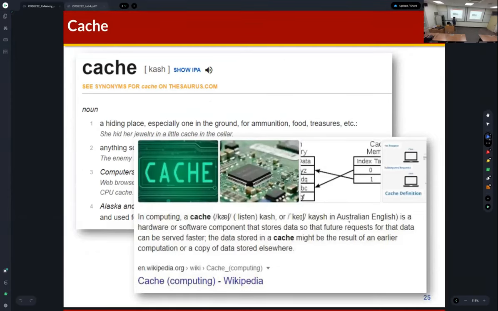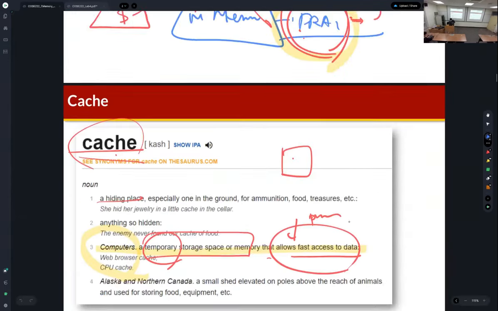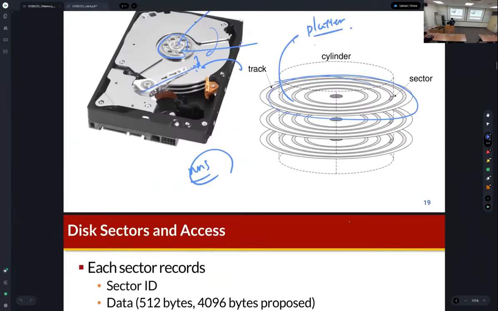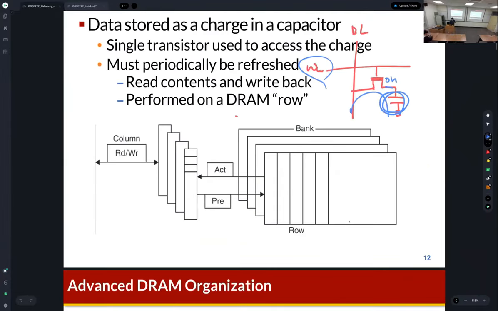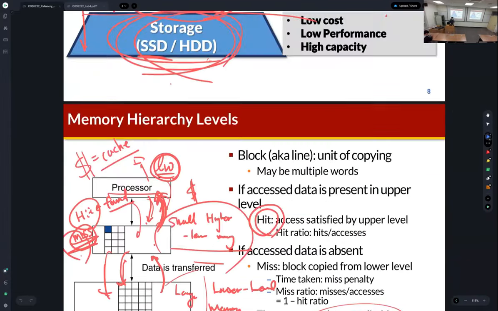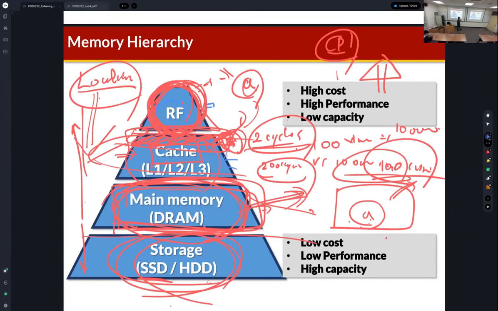Okay, so in the previous class, we learned about the memory hierarchy. This is a very important idea in the computer system. It is because we do not have perfect memory, right? What is the perfect memory? The capacity is high, the cost is low, and the performance is also high, which means fast memory, large memory, and cheap memory. But we don't have any perfect memory.